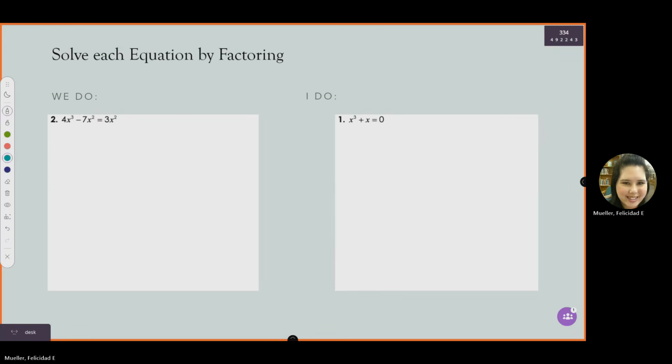Oh, look at that, I switched them. So I do need to fix that. This here should say "we do." This one should say "I do" for those in class. So I will fix that.